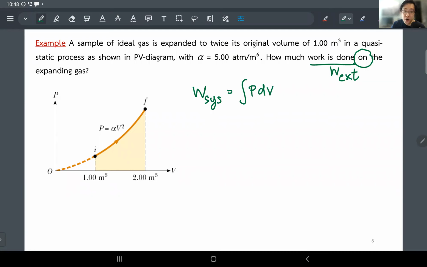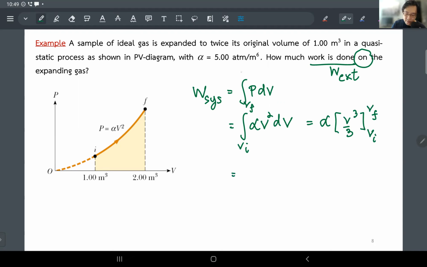But now your curve is given to be the parabolic curve, P equals alpha V squared. So I just plug it in. I cannot pull this out. There you go. And you're going to go from the initial volume to the final volume. Nice. Now alpha is constant, so I can pull it out. The integration of V squared gives V cubed over 3, from V initial to V final. Alpha is known. Don't worry about this one yet. I can turn this one into Pascal.